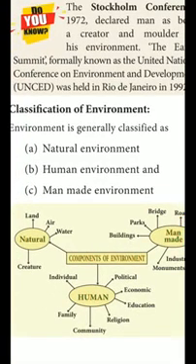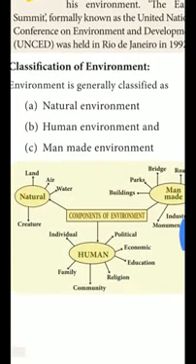Next one is the classification of environment. What do you know about this classification of environment? There are three important classifications of environment, that is natural environment, human environment, and man-made environment. So what are the components of environment? Natural environment, human environment, and man-made environment.